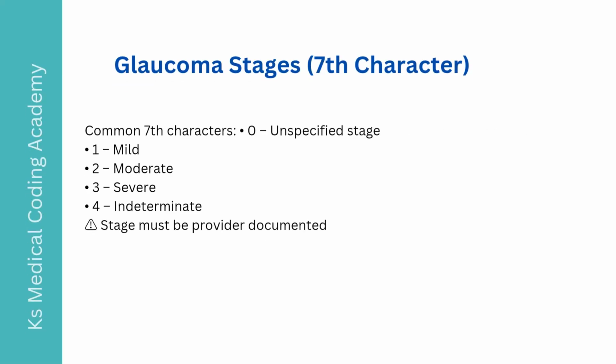Glaucoma stages, seventh character. Glaucoma stages are reported using the seventh character. 0 means unspecified stage. 1 means mild stage. 2 means moderate stage. 3 means severe stage. 4 means indeterminate stage. The stage must be clearly documented by the provider.